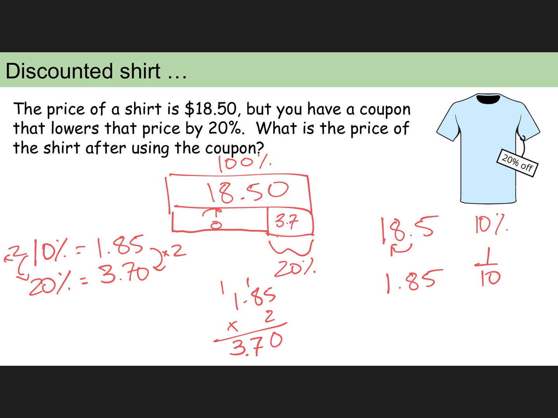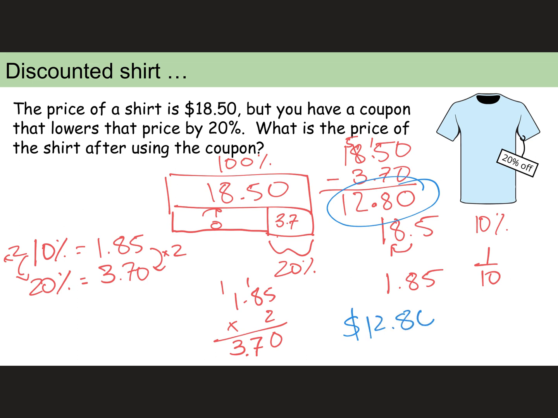So what is my original? Well, in this case, I'm going to take my $18.50 and I'm going to subtract out $3.70. 0, 15 minus 7 is 8, decimal, 5 minus 3 is 2, 1. So my new price for the shirt is $12.80.